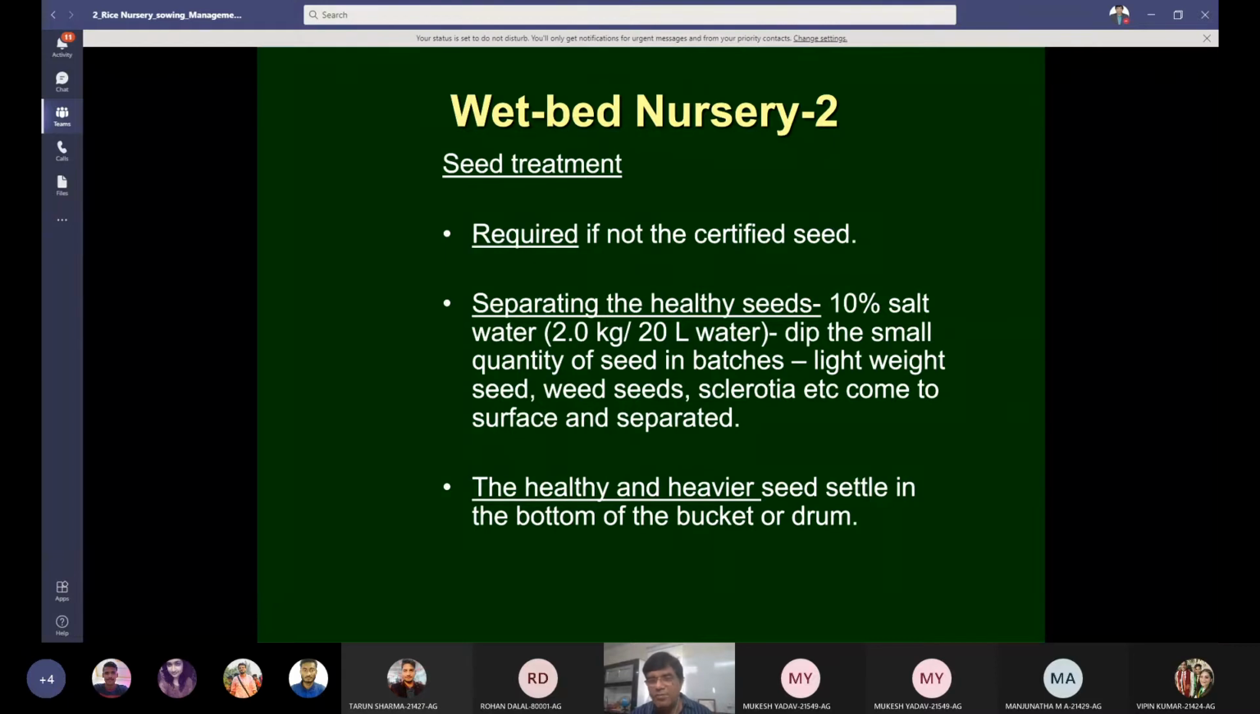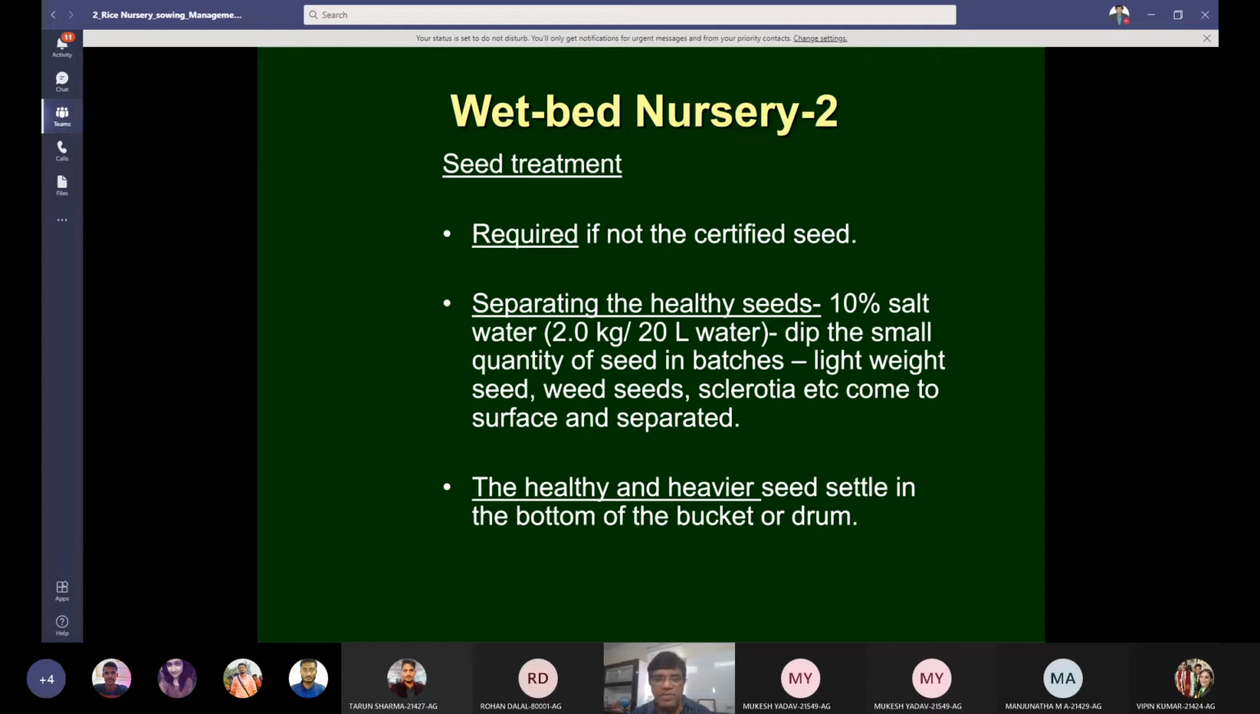It is very simple if you remember how you do the seed treatment for barsim also. Barsim in the same way: you can put the barsim seed in water, simple water, or maybe salt water, and then the lighter seeds and dust and all waste material come on the top of the water and you clean it. Similarly, in case of rice, you can separate the healthy seeds from the empty seeds or weed seeds or some other impurities by 10% salt solution.